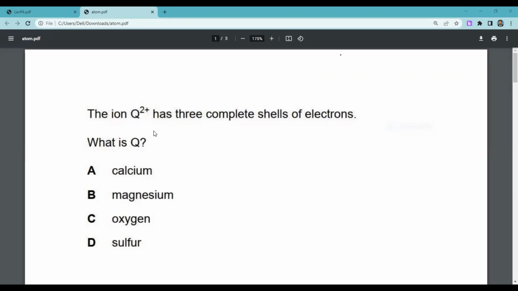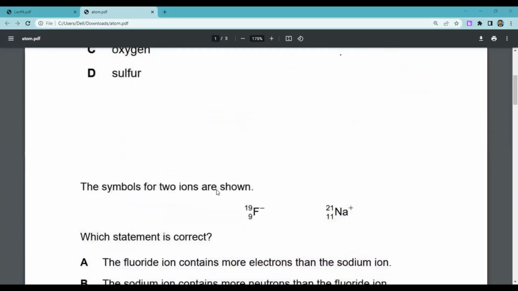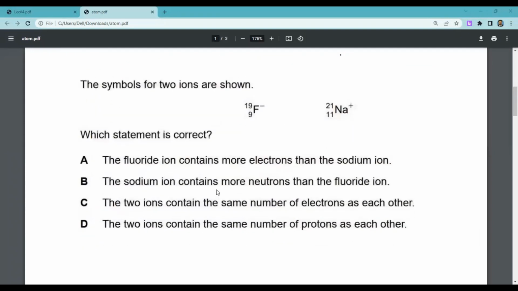Now move toward the second question. The second question is: the symbols of two ions are shown. Here two ions are given. What statement is correct? The first statement is showing the fluoride ion contains more electrons than the sodium.